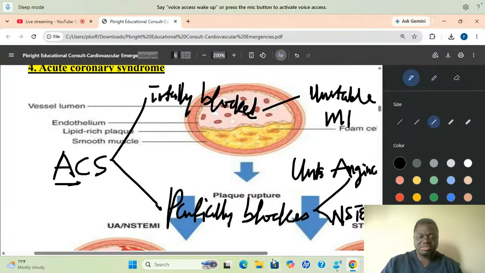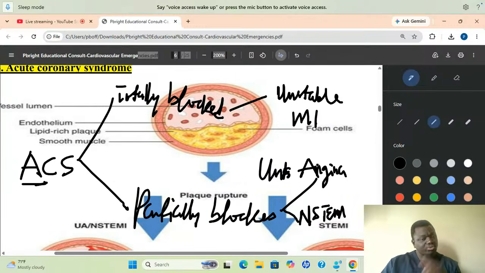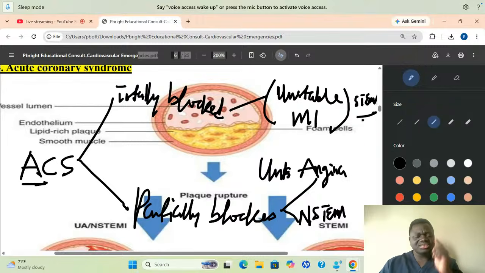Okay, the NSTEMI. So these are the things we are looking at. If you look at it this way, you know how to treat any condition that comes your way. Totally blocked is the STEMI. Then there is the NSTEMI, and the unstable angina, which is partially blocked. How will you know that this is angina and this is STEMI or NSTEMI?